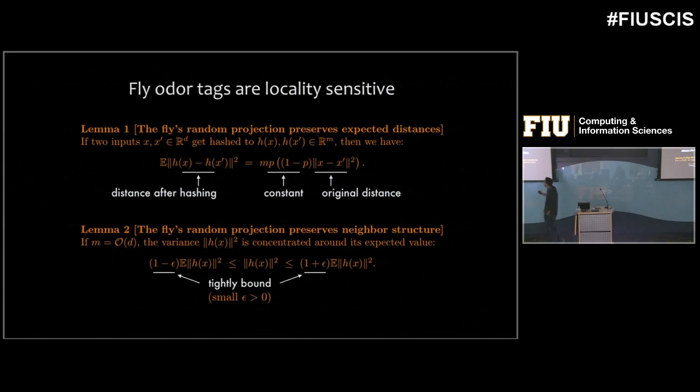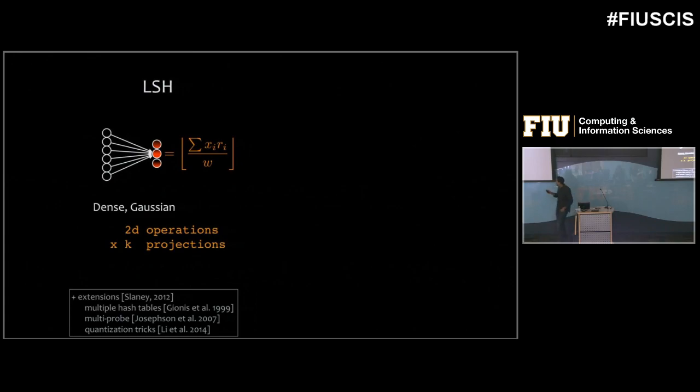So these two lemmas are basically stating that this form of random projection that the fly discovered also satisfies this idea of distance preservation and can be used as another type of hash function. Okay, so then we compared these two approaches.